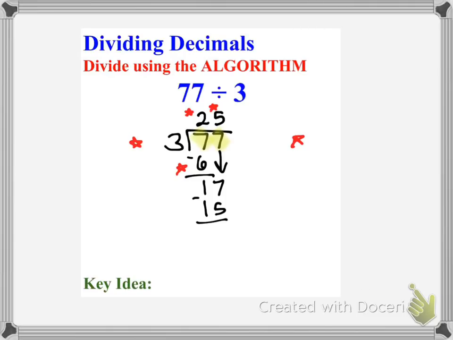If you subtract it from 17, you get 2, and that gives you a star. So we have a remainder of 2, but we can't finish now because we're dividing decimals, which means we have to put a decimal after the 77 so we can continue dividing. That decimal gives you a star if you wrote it in. Then the decimal needs to be brought up straight to the quotient, and that's going to give you a star if you brought it up.